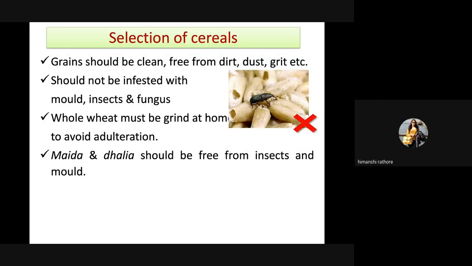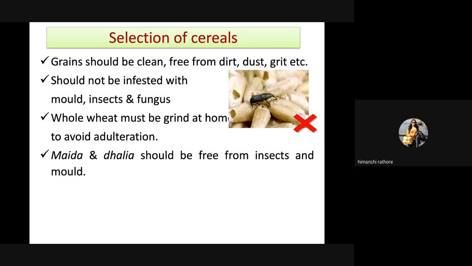Then how do you select the cereal? As you can see in the picture also, the grains should not be dirty, and there should not be any infestation. The grain should be clean, free from dirt, dust, grit, etc., and there should be no infestation of insects, fungus and mold.